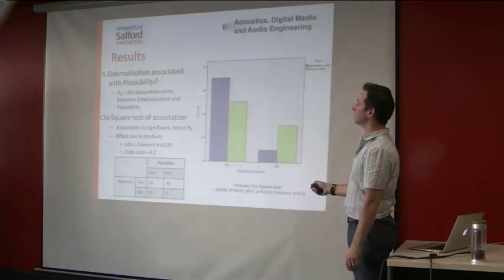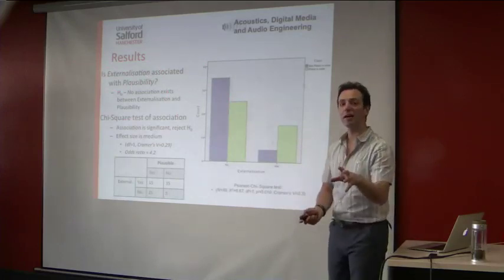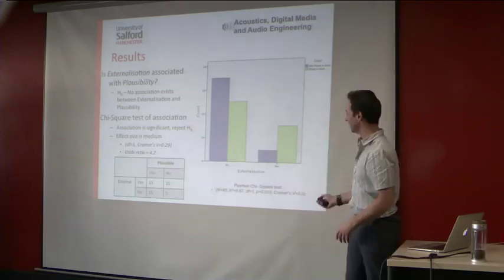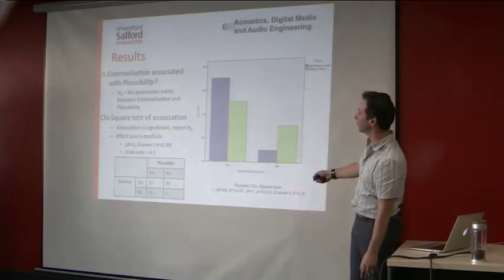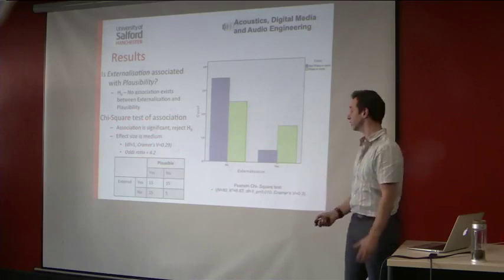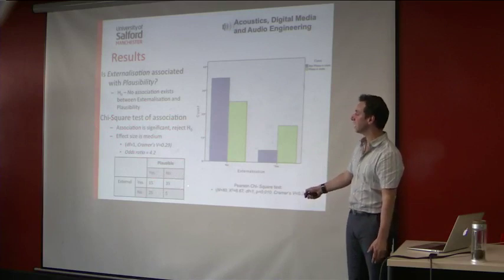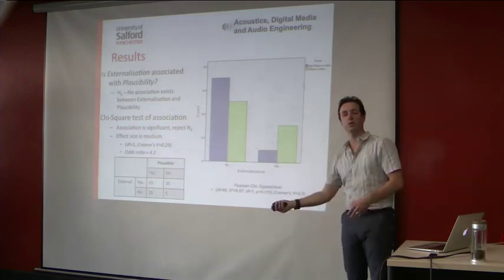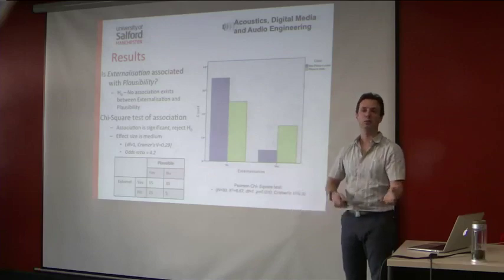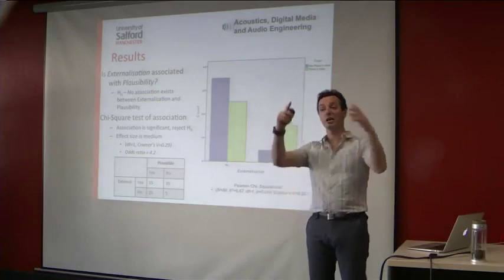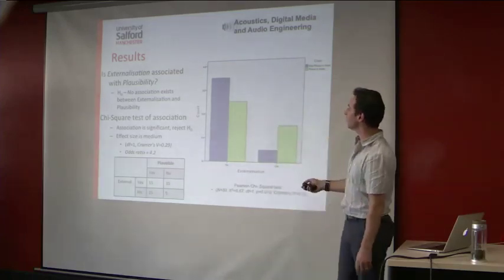Is externalization associated with plausibility? Now here, we can't assure that we have normally distributed data. We have only a few subjects, only a few auditions. So we can't use parametric testing. In this case, what we do is we use a Pearson chi-square test of association. It looks at the counts, the number of times that people said yes or no when it was with cues or without cues or plausible or not plausible. So it's still a statistical analysis, but it doesn't rely on normal distributions. And this is what we found.